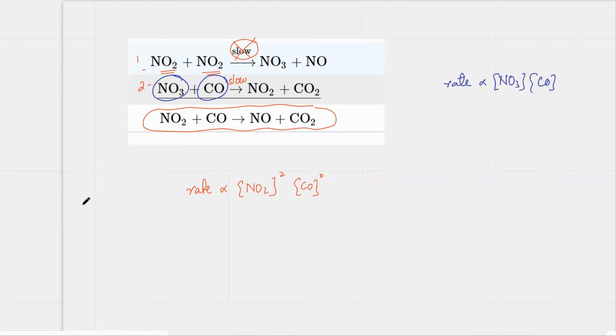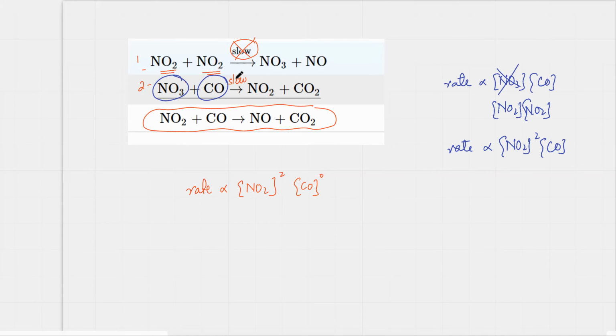But then you'll realize that NO3 itself depends on other things. NO3 was made in the previous step. It depends on the concentration of NO2 and NO2. So instead of writing that rate depends on NO3, it indirectly depends on the concentration of NO2 twice. So now the rate equation is that it depends on the concentration of NO2 and that's squared. And it depends on the concentration of CO, and that one is order 1. Okay, so it depends which step is the slower step.